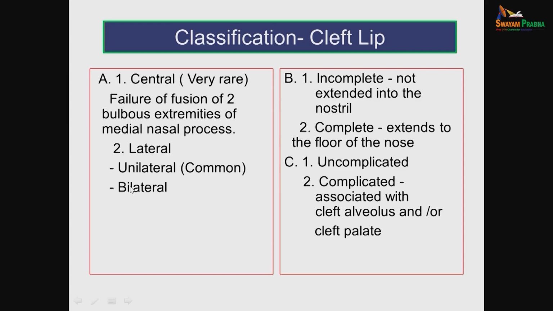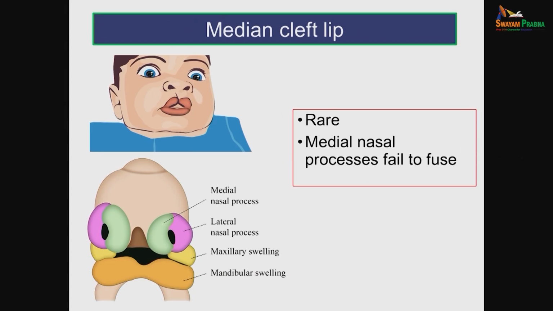This is one classification. Second classification is it can be incomplete or complete. Incomplete means it does not extend into the nostril. Complete means it extends to the floor of the nose. Third classification is it can be uncomplicated or complicated. Complicated means it is associated with a cleft in the alveolus or a cleft in the palate. So, these are the three types of classification of the cleft lip.